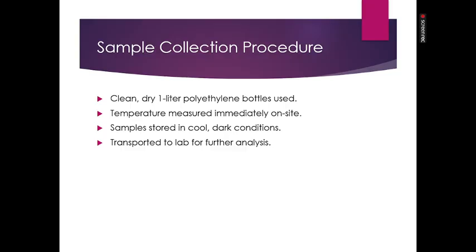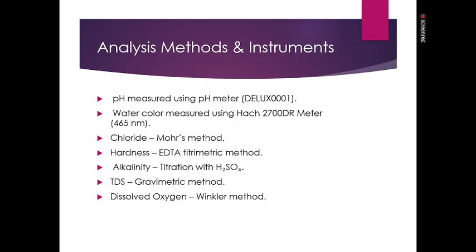Sample collection process: a clean, dry 1 liter polythene bottle was used. The temperature was measured immediately on site. Samples were stored in cool, dark condition and transported to the lab for further analysis. Analysis method and instruments: pH was measured using a pH meter, Relax 001. The water color was measured using an HACH DR 2700 meter. Chloride by Mohr method, hardness by EDTA titrimetric method, alkalinity by titration with sulfuric acid, TDS by gravimetric method, and dissolved oxygen by the Winkler method.